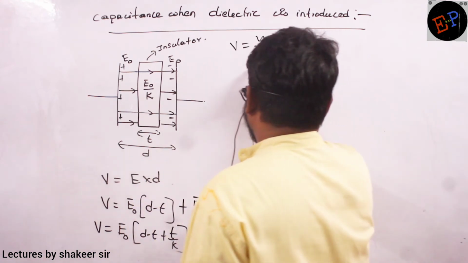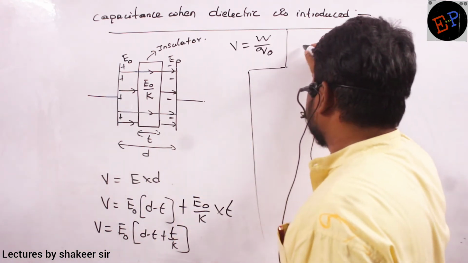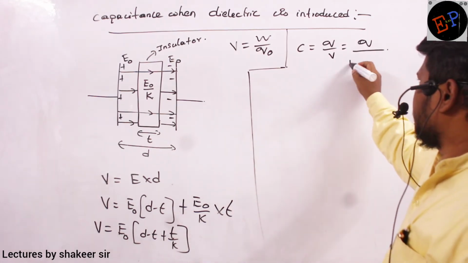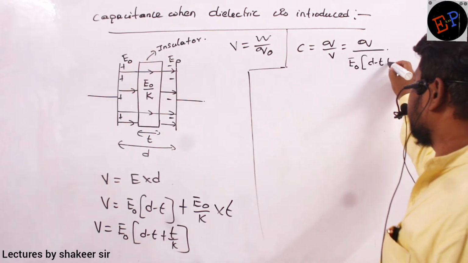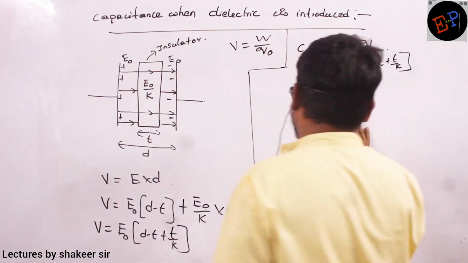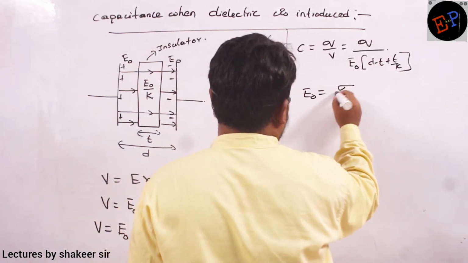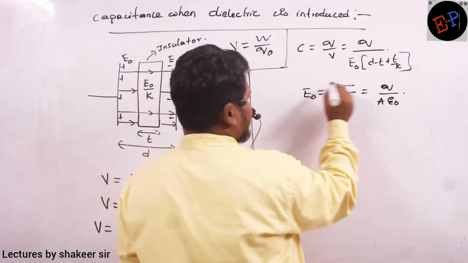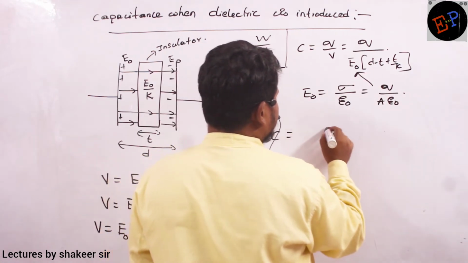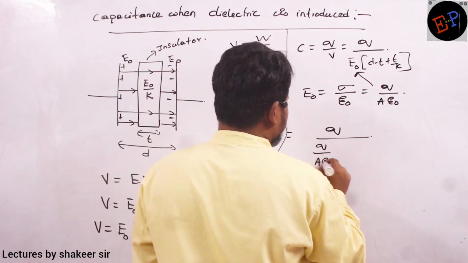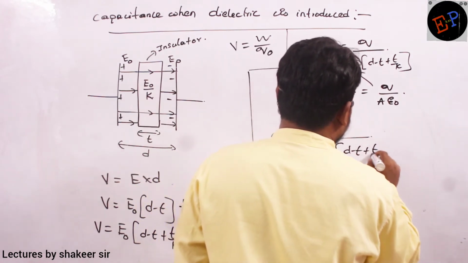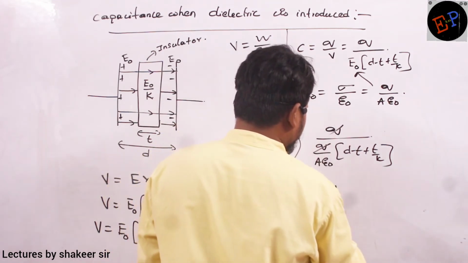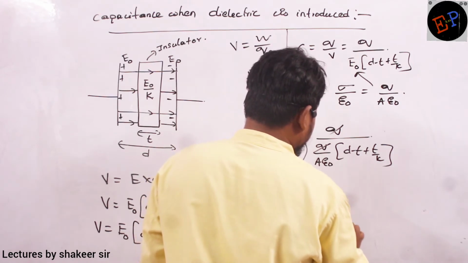Therefore, if I calculate the capacitance of this capacitor, C is equal to Q by V. Instead of V, I can write E naught multiplied by D minus T plus T by K. And E naught is nothing but sigma by epsilon naught, and sigma is Q by A. Substituting these values, C is equal to Q by A epsilon naught into D minus T plus T by K. Q and Q get cancelled, so it is epsilon naught A divided by D minus T plus T by K. That's it.